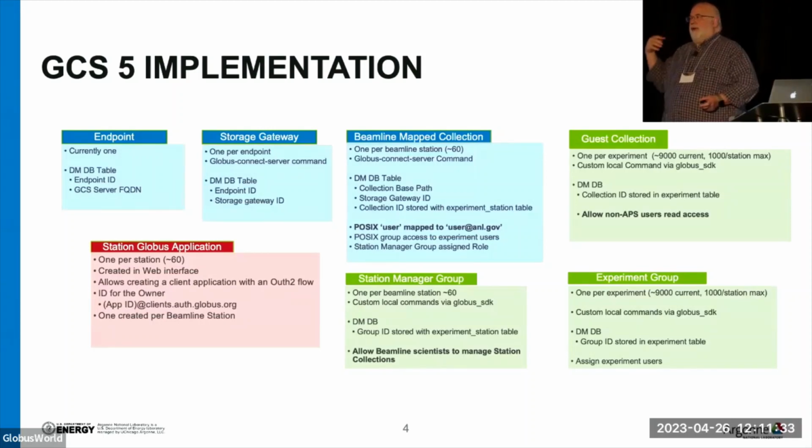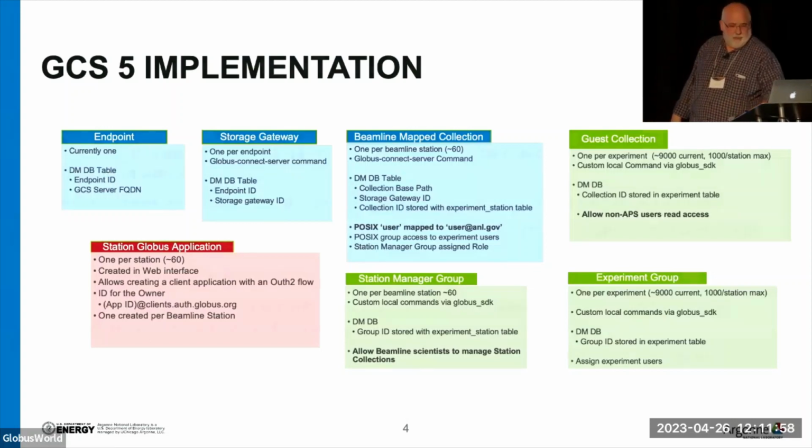Right now in our database, we have something on the order of 9,000 experiments. And that number is just going to keep growing. So we will have a lot of guest collections coming up. And then there would be a group associated with that experiment as well. That's where we would add all of our users attached to that experiment, and possibly the people who are not part of the APS system, we would allow adding in there.